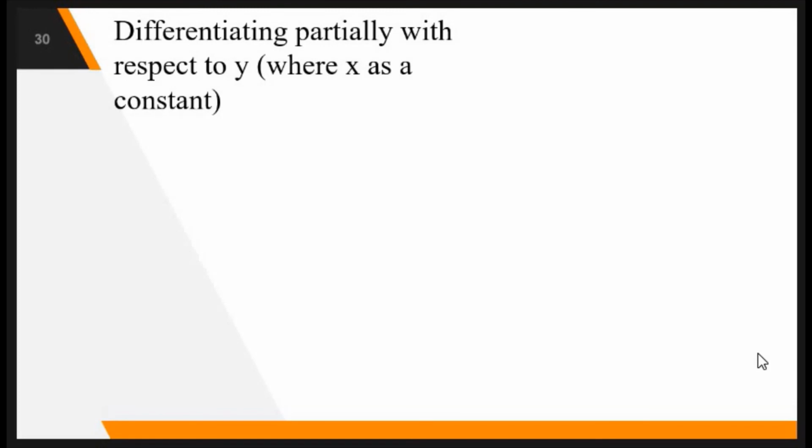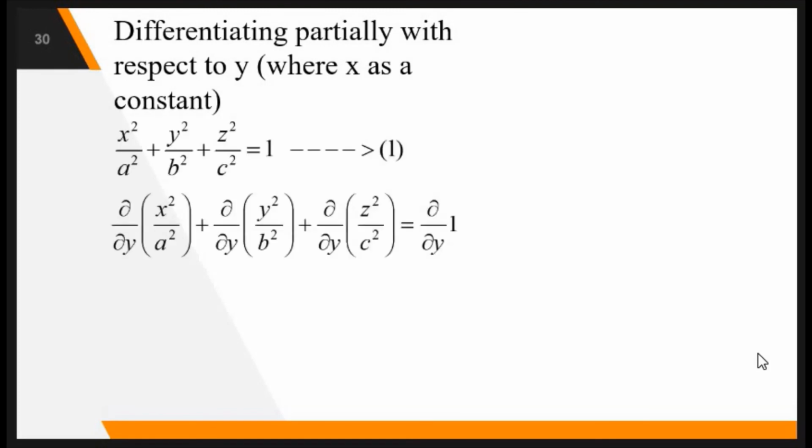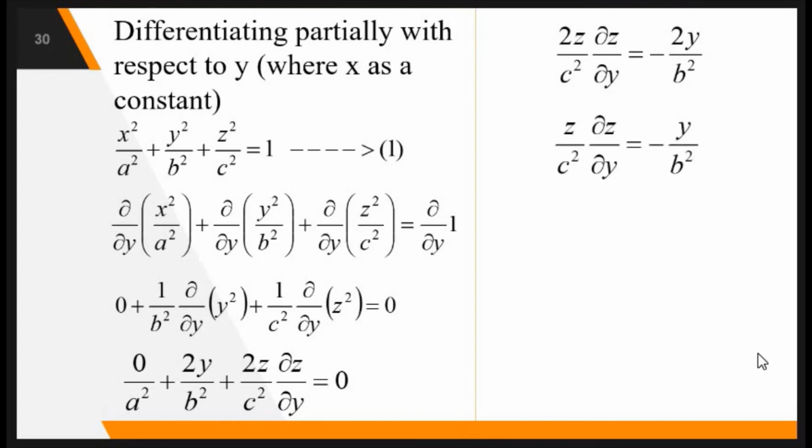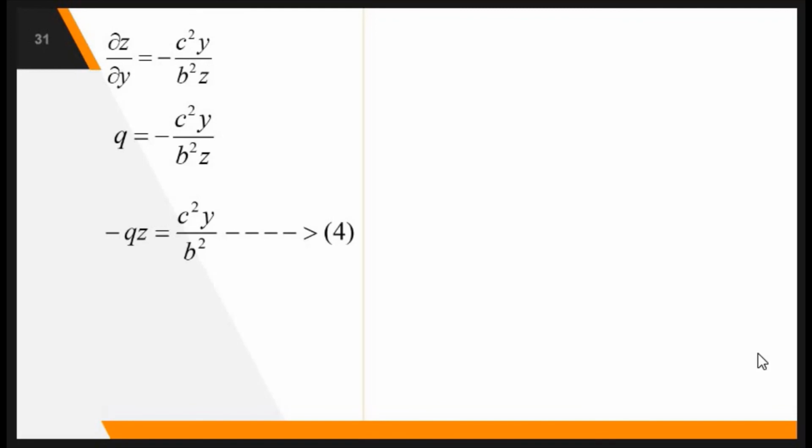Now differentiating again partially with respect to y. Equation 1 we have to differentiate. So you can follow the same steps as earlier. Steps are same. You will get q is equal to minus c square y by b square z. So minus qz is c square y by b square. Call that as equation number 4.